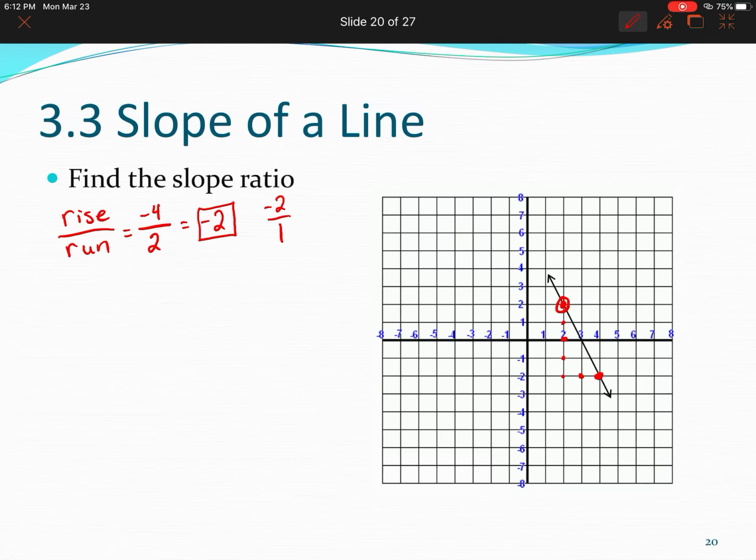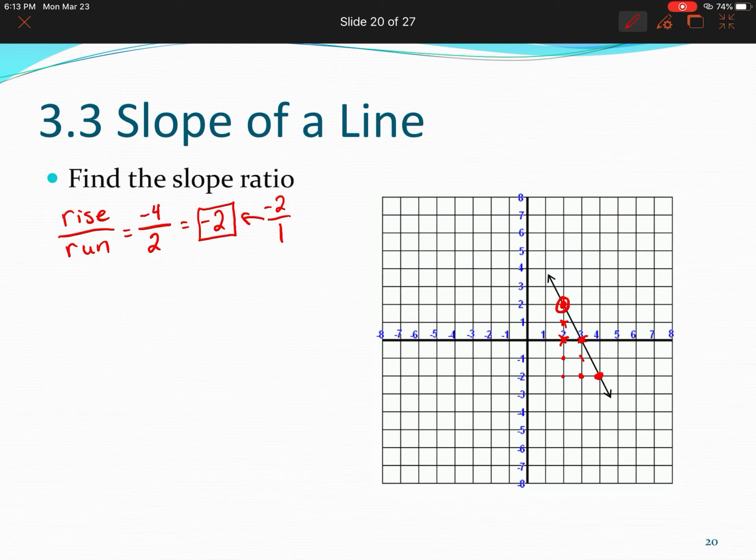It's negative 2 units down, 1 unit right. We're going to write it this way as just negative 2, but understand that it is still a fraction. So why does that matter? Well, if we start at this original point, because our slope is negative 2, we could go down 2 units, so 1, 2, and right 1, and we would get this point.